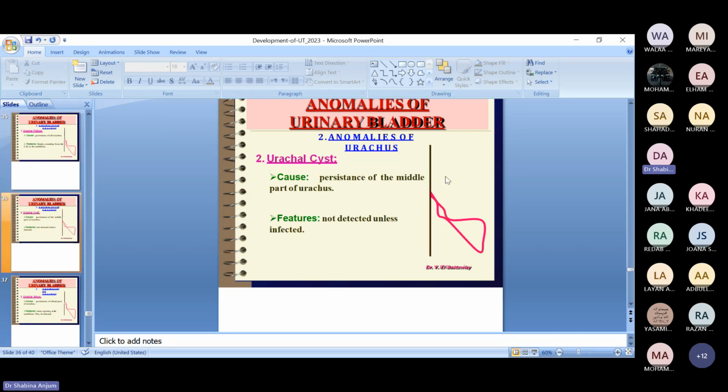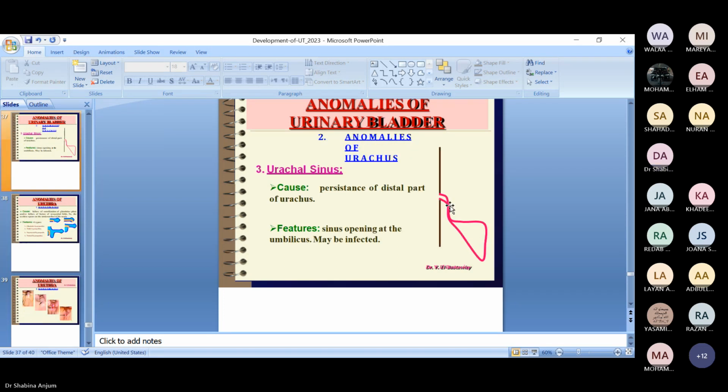And sometimes there will be only a urachal cyst. Only the middle part is persistent, not the whole. It will not cause any problem unless and until it is infected. And sometimes you will see the middle part has disappeared, but the distal part is persistent and forms an opening into the umbilicus, which will be a sinus. It is called a urachal sinus.